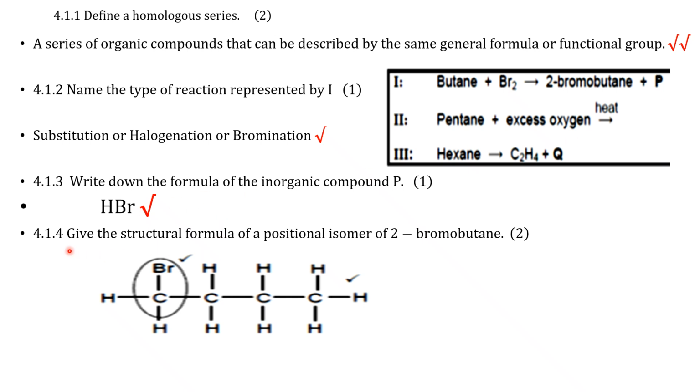Then 4.1.4, give the structural formula of a positional isomer of 2-bromobutane. Isomers have the same molecular formula, but a different position of the functional group. So bromine, instead of being on the second carbon, now moves to the first carbon. So we have 1-bromobutane. That's the structural formula of the positional isomer. Instead of 2, it became 1.